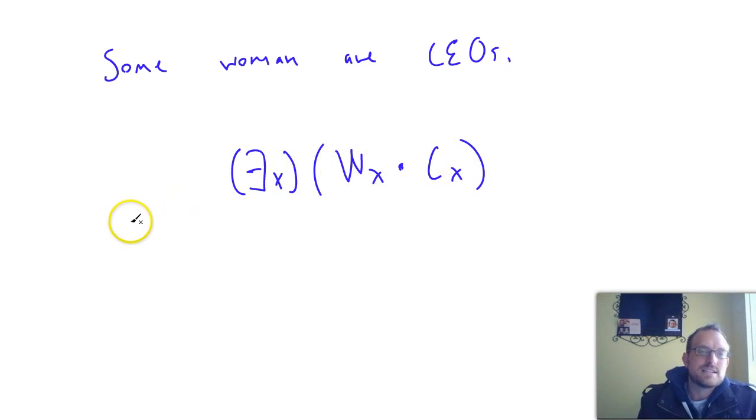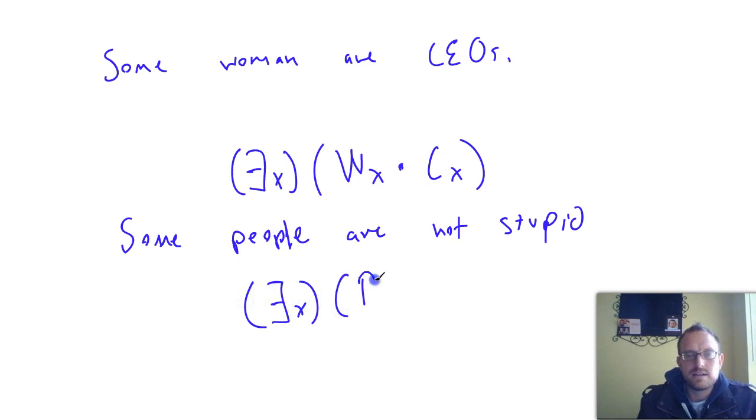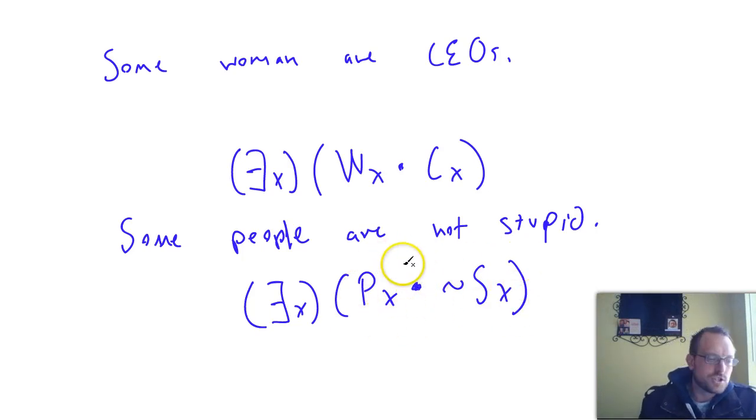What if I said this? Some people are not stupid, which probably most people think they're not stupid. Some people are not stupid. How am I going to symbolize this? Well, it's going to look like this: existential quantifier x, Px and not Sx. Because what this says is there's an x in the universe, that x exists, that x is a P, and that x is not an S. And we're using that conjunction again, okay?